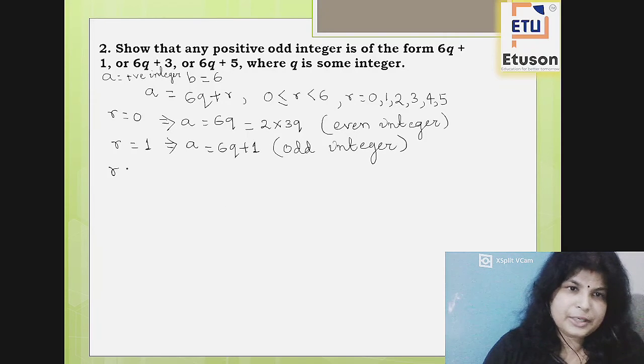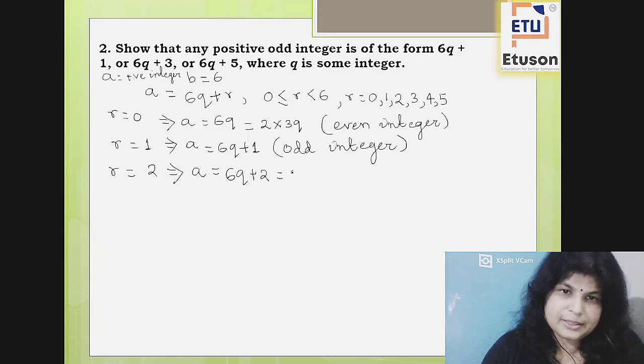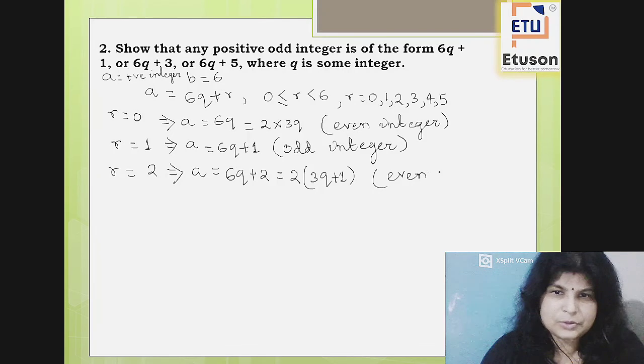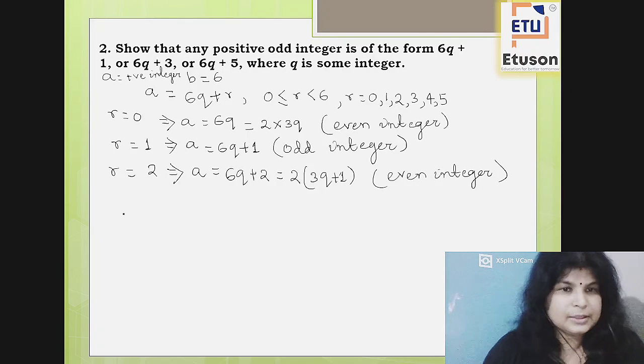Correct. Now you take r is equal to 2. It implies a is equal to 6q plus 2. This can be written in this form, 2 into 3q plus 1. Again it is a factor of 2. So definitely 6q plus 2 is an even integer. Correct.